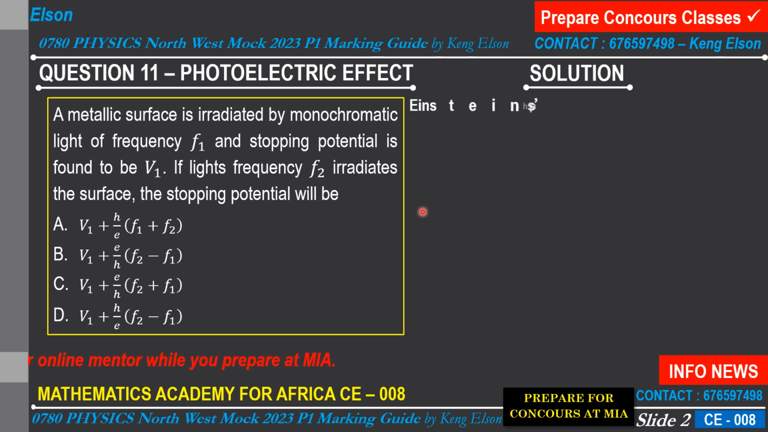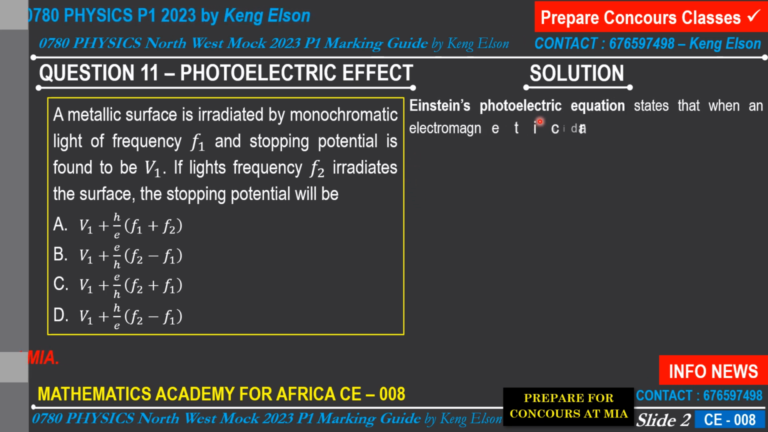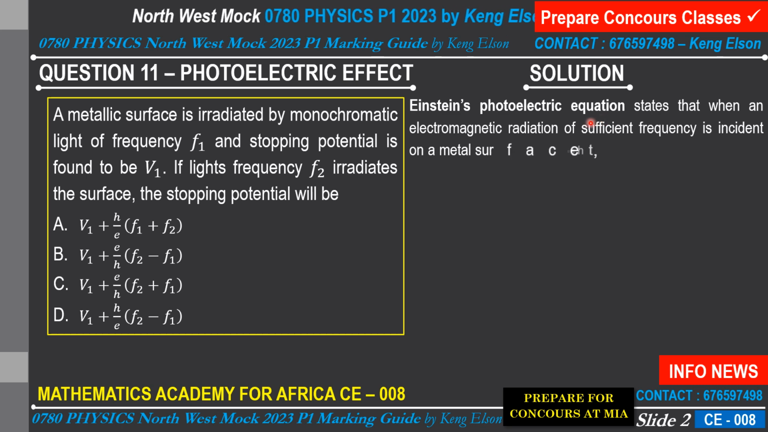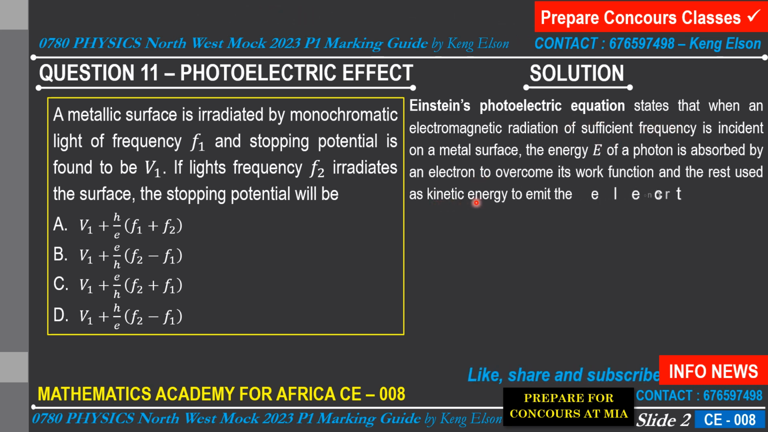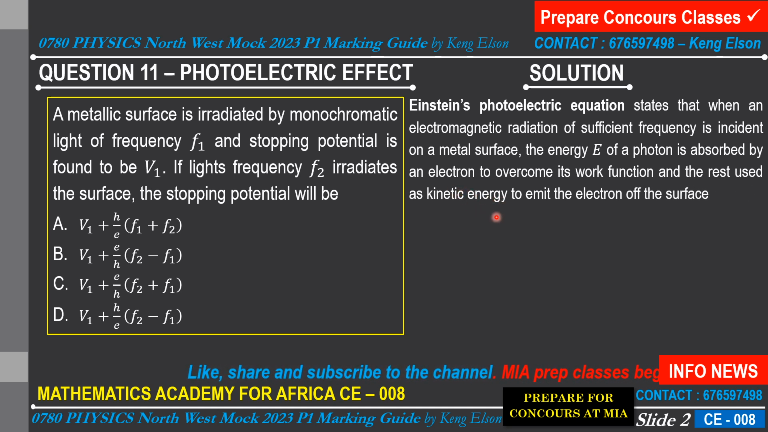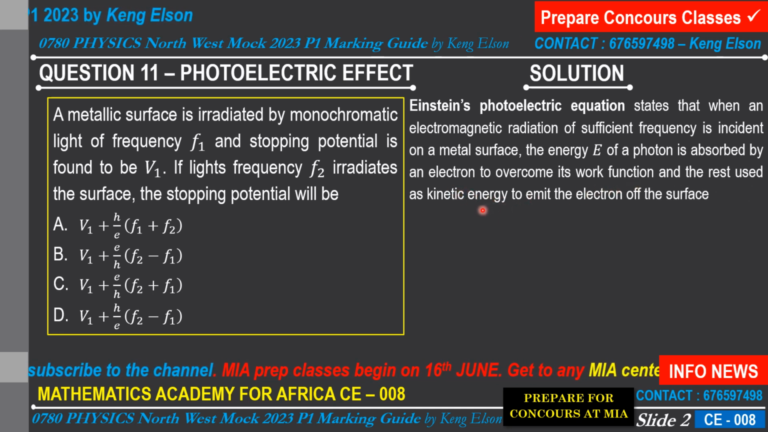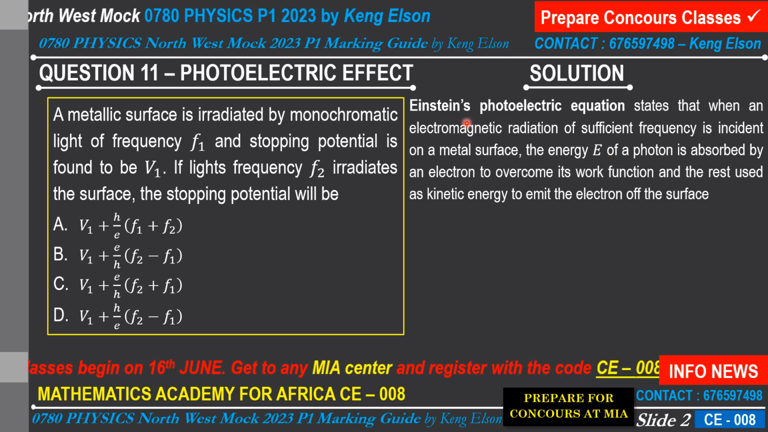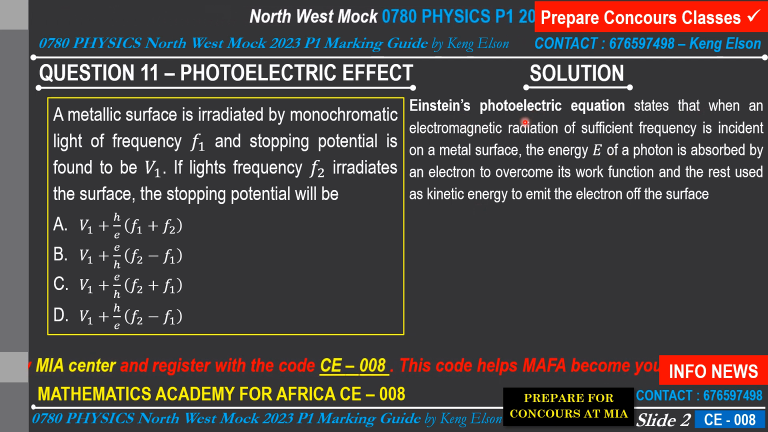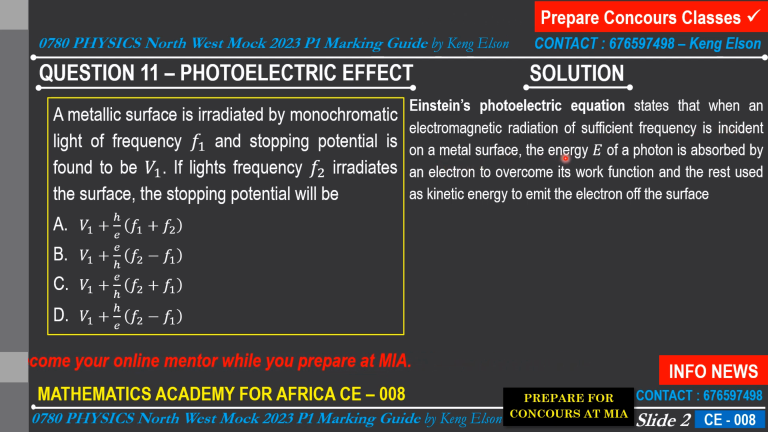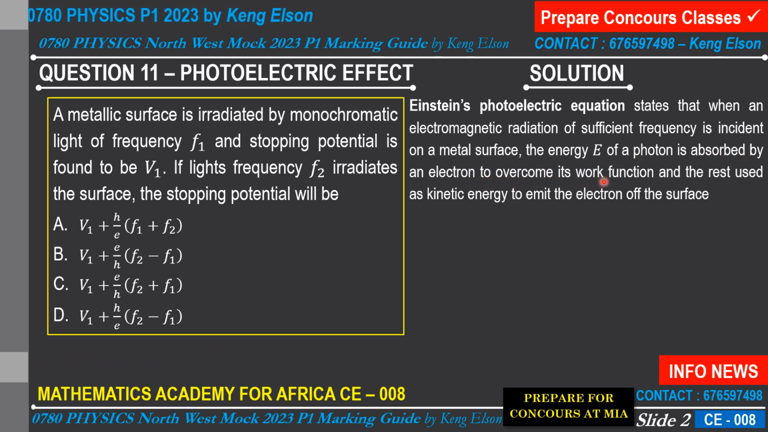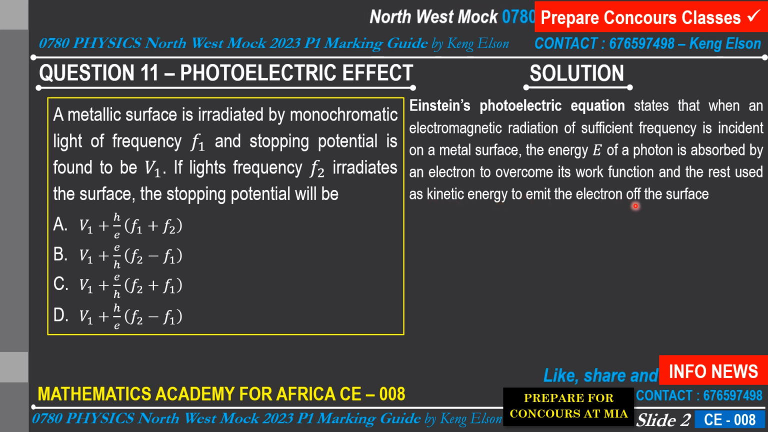Okay, so first things first, we are going to talk about Einstein's photoelectric equation. The equation is trying to relate the energy of a photon absorbed by an electron alongside its work function and its maximum kinetic energy. So Einstein's photoelectric equation states that when an electromagnetic radiation of sufficient frequency is incident on a metal surface, the energy of a photon is absorbed by an electron to overcome its work function, and the rest is used as kinetic energy to emit the electron off the surface.